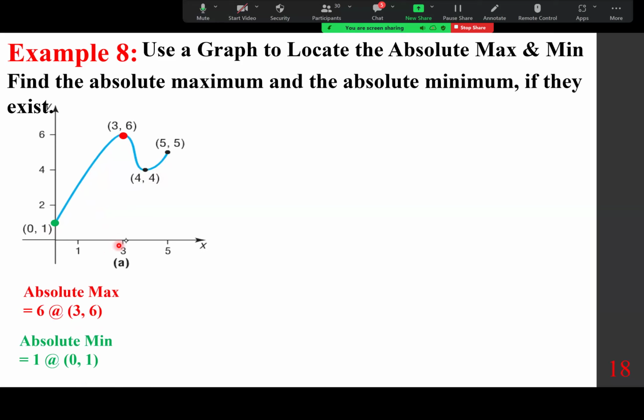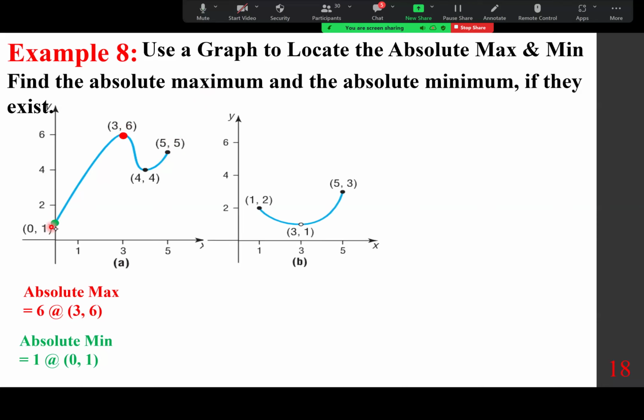Now, inside we have local. Outside, at the end, if there is an end, such as this one, can never be a local. For example, this one is nothing. It's not a local max because it's the end point. It could be an absolute max if it were larger than that. That's why this is absolute. It's not local.